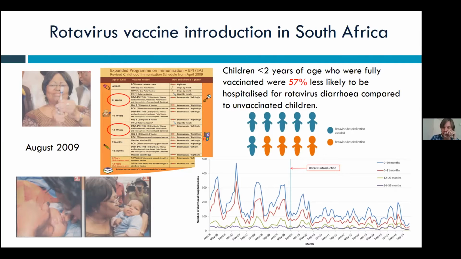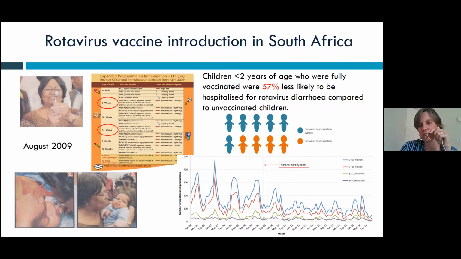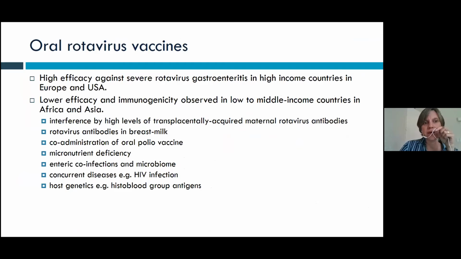We also then looked at Baragwanath Hospital, where we looked at all-cause diarrheal hospitalizations, where we had data from prior to vaccine introduction. You can see where Rotarix was introduced, and we saw a marked decrease in all-cause diarrheal hospitalizations at Bara, especially in the under ones. So really, oral vaccines have had a tremendous impact on decreasing rotavirus disease.